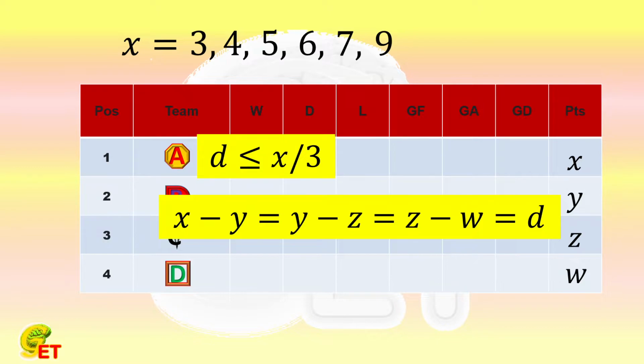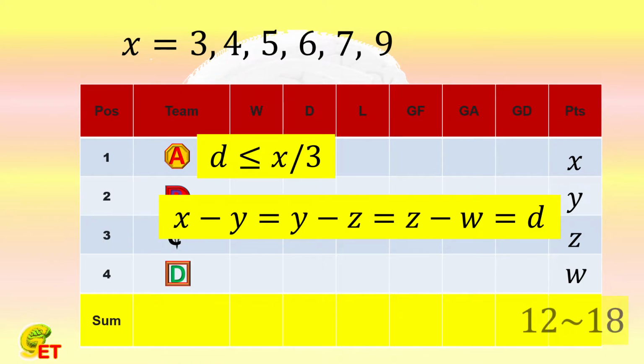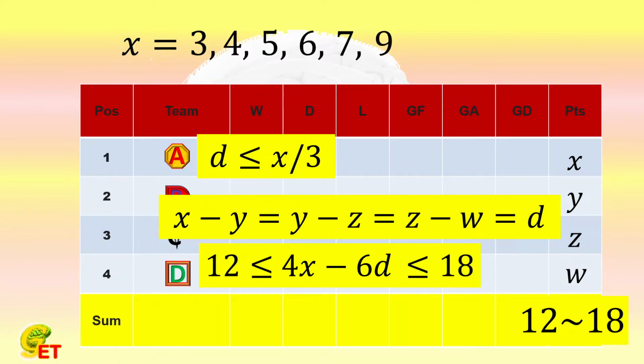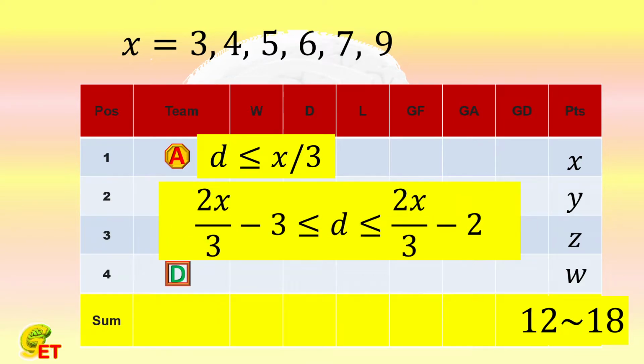Then let's take a look at the total points of this group. As we discussed earlier, the total points is somewhere between 12 and 18. If the first team's points and common difference are used to express this total points, it is 4 times x minus 6 times d. It is not smaller than 12, and not bigger than 18. That is to say, d is not smaller than 2/3 times x minus 3, and not bigger than 2/3 times x minus 2. Please don't forget that these are only sufficient conditions.